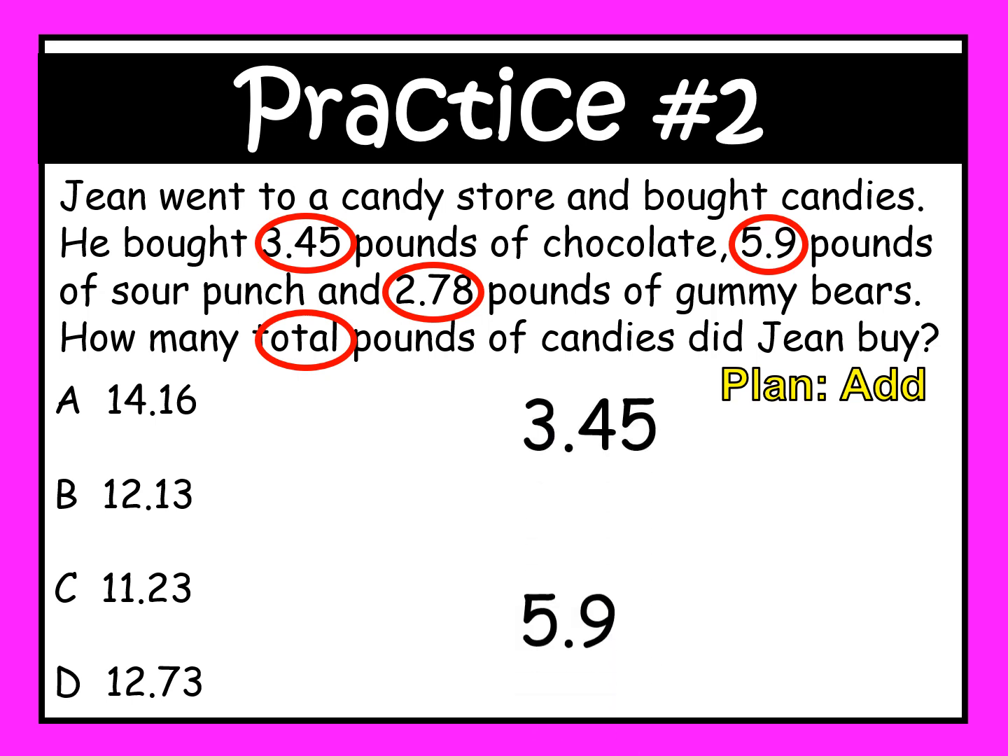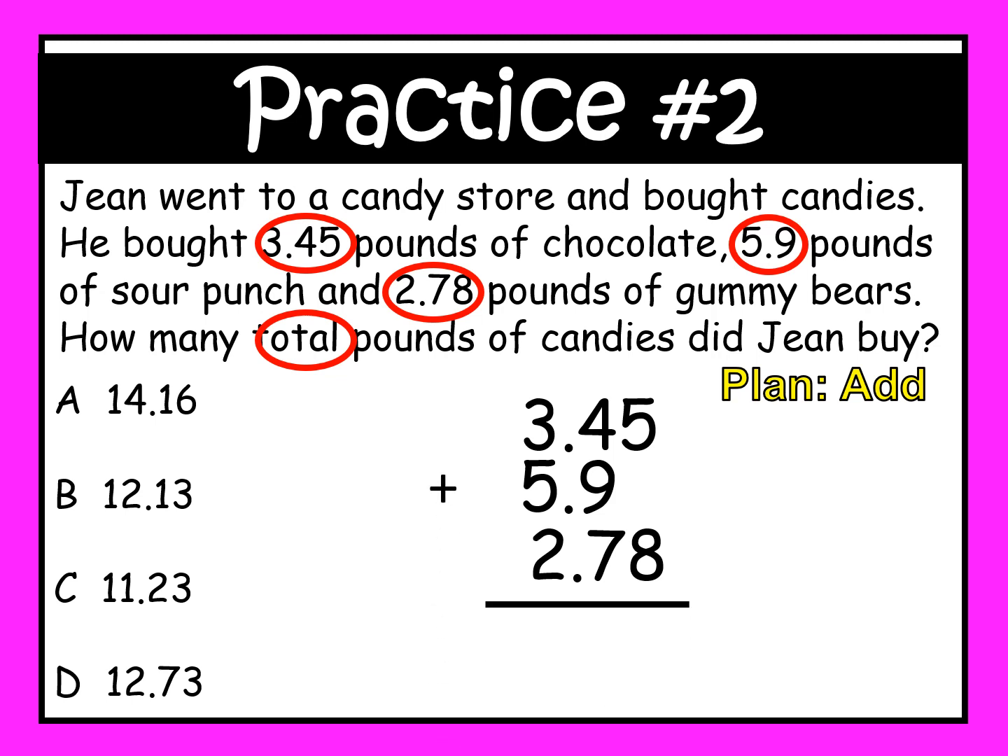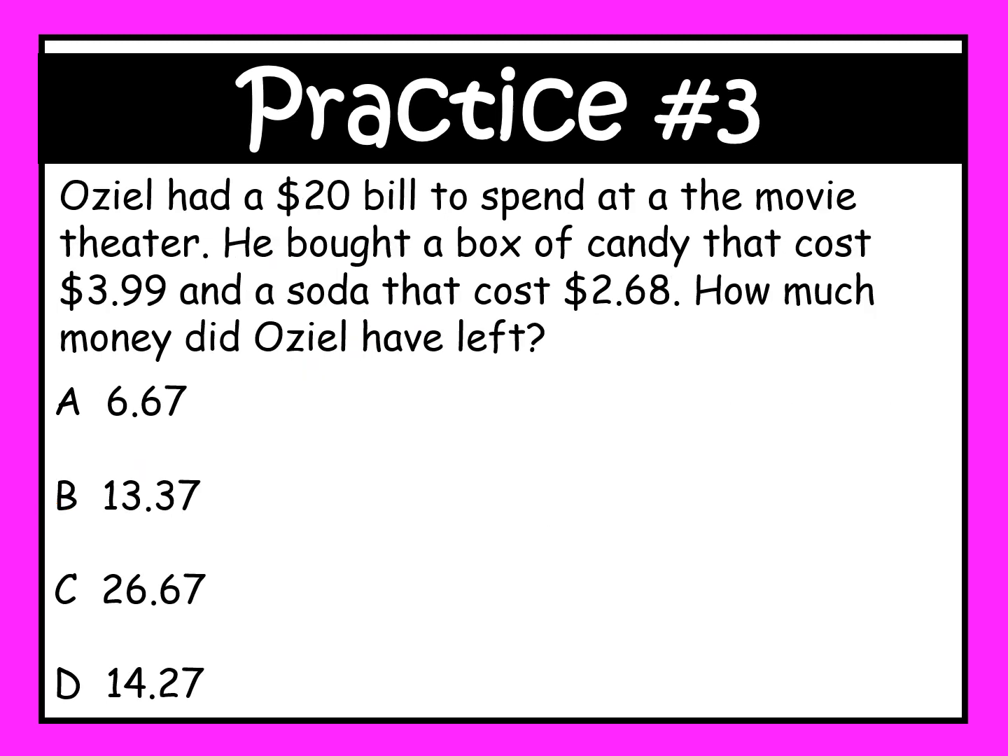My plan here is to add, so I'm going to go ahead and add up all those pounds that he bought. Once again, remember when you find the sum or when you add to line up your decimal points. So 3 and 4,500 plus 5 and 9/10 plus 2 and 7,800 would be 12 and 1,300. B. Okay, let's go ahead and go to practice number 3.